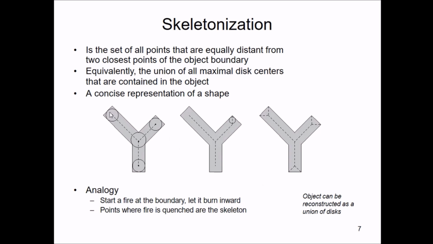Equivalently, this is the union of all maximal disks. If you consider this to be a disk, all maximal disk centers that are contained in the object. So you just roll this disk in this particular figure. The locus of the point it makes, the trajectory it makes, is the concise representation of the shape. We can make an analogy: start a fire at the boundary and let it burn inwards. The points where the fire is quenched are the skeleton.